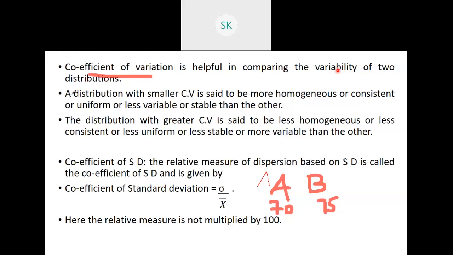Next, the distribution with a smaller CV is said to be more homogeneous or consistent or uniform than the distribution with a larger CV, which is less uniform. Here they are talking about the difference between A and B marks, 70 and 75. CV is coefficient of variation, and a smaller CV is said to be more homogeneous or consistent, so that we can make decisions.